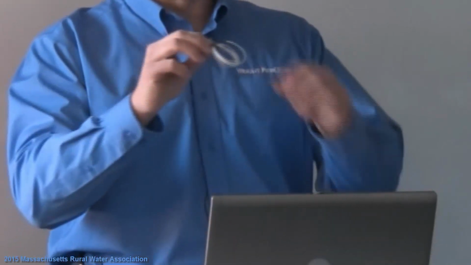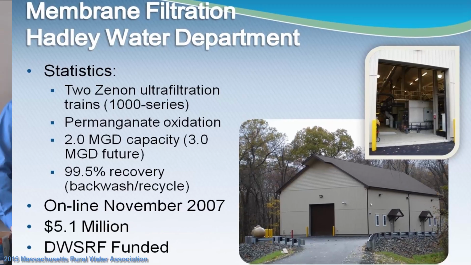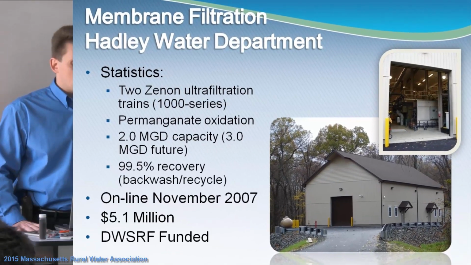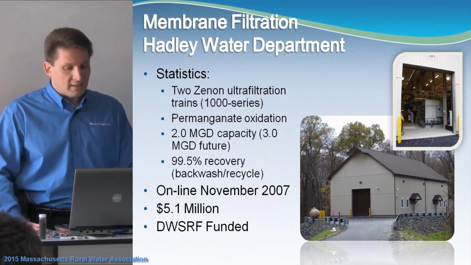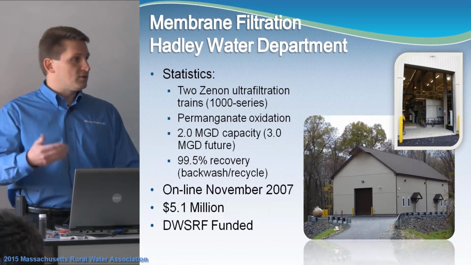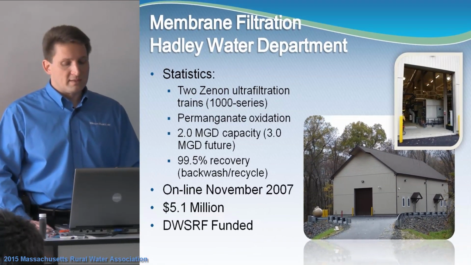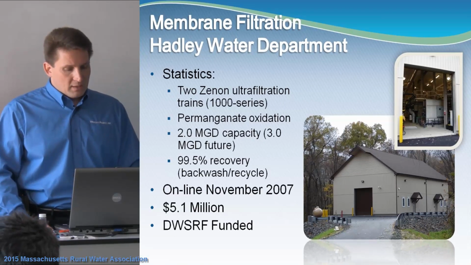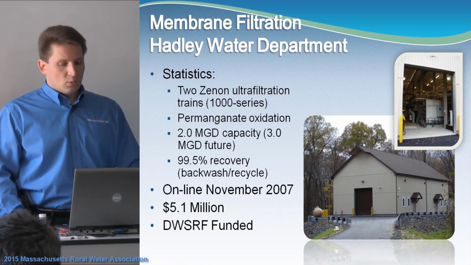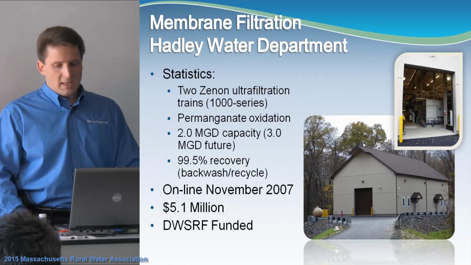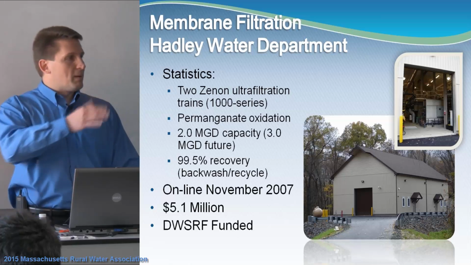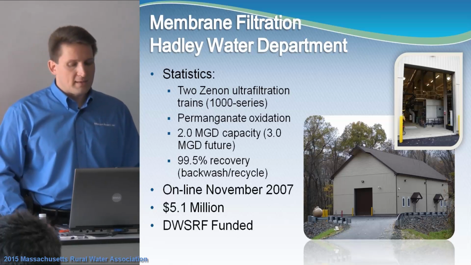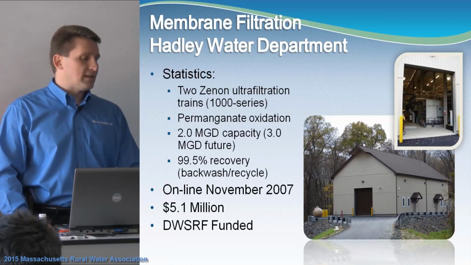This smaller one here is a less robust membrane. The pH was actually over 7 naturally, so they didn't need any pH adjustment. And the permanganate oxidation was sufficient to oxidize all the manganese so that the membrane filters could remove it satisfactorily. The design capacity installed was for 2 MGD, and they basically had room to add additional membranes in the tanks to upgrade that to 3 MGD in the future should they need it.